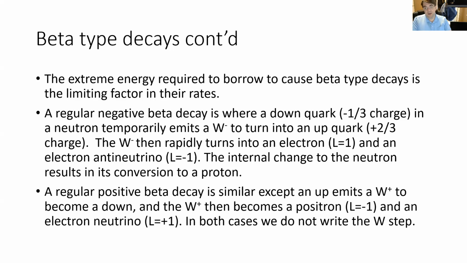The electron has positive one lepton number, and the anti-neutrino has a negative one. So again, you start with 0, you end with 0. And so this converts the neutron into a proton.